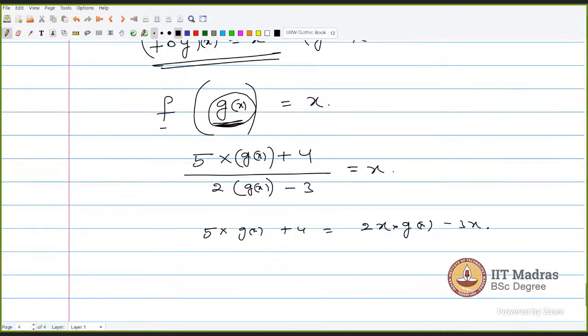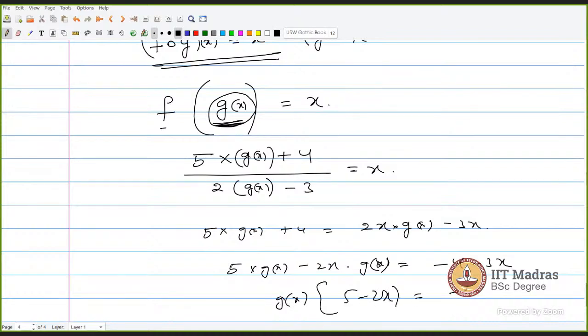Minus 3x. Okay? I will bring g of x to one side. 5 times g of x minus 2 times x into g of x is equal to minus 4 minus 3x. Okay? I will take g of x common. You will get 5 minus 2x is equal to minus 4 minus 3x. So you will get g of x as minus 4 minus 3x divided by 5 minus 2x.